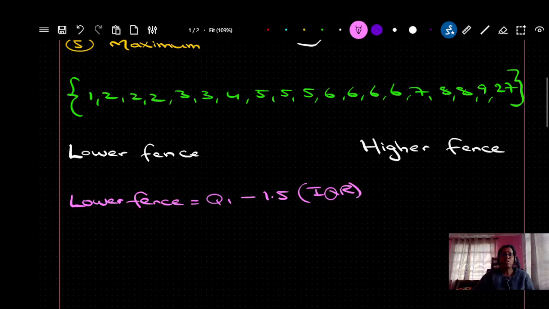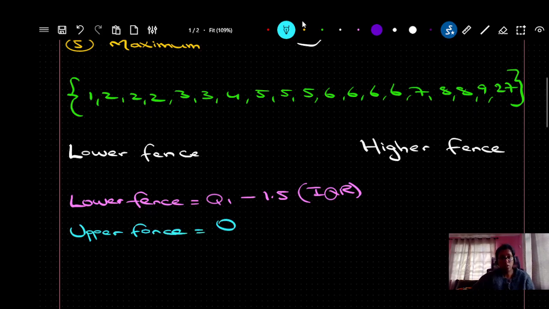IQR, in fact, is the interquartile range. And you have the upper fence, which has another formula, which is Q3 plus 1.5 interquartile range. Okay, so we have these two formulae.